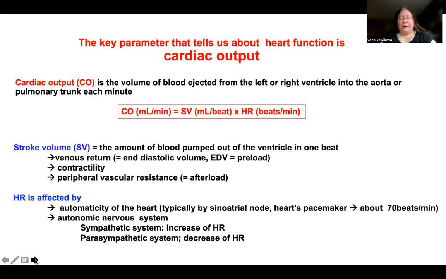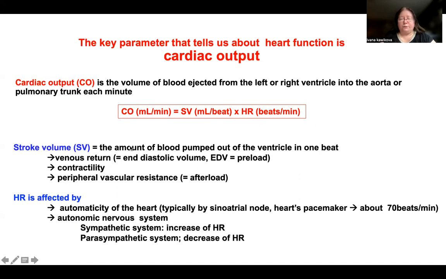So cardiac output is stroke volume multiplied by heart rate. This is one of the most important equations that you may learn. And now we can ask, how are stroke volume and heart rate affected?